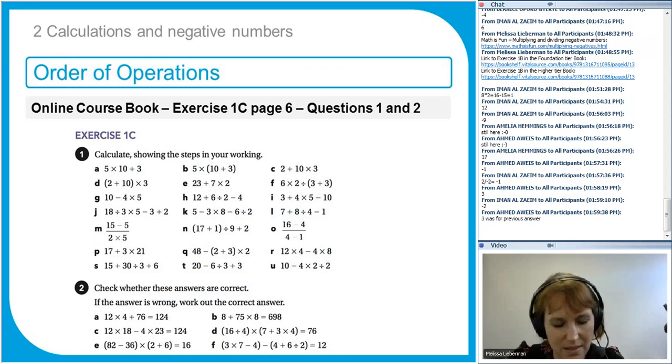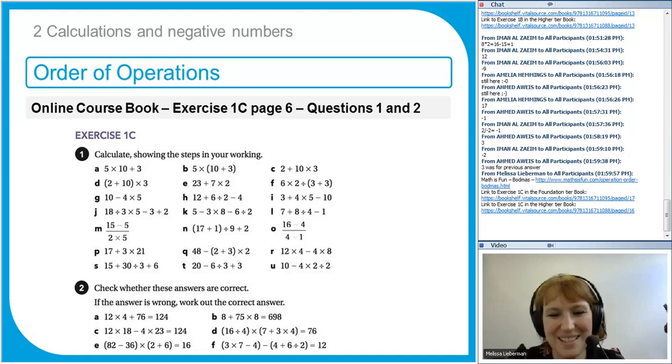There's also a good page. Maths is Fun has got a good page on BODMAS. Some places call it BODMAS, some places call it BIDMAS. Oh, for the previous answer, Ahmed, sorry, I apologise if I corrected you when you were on it. It's hard to tell when things come up in the chat box.